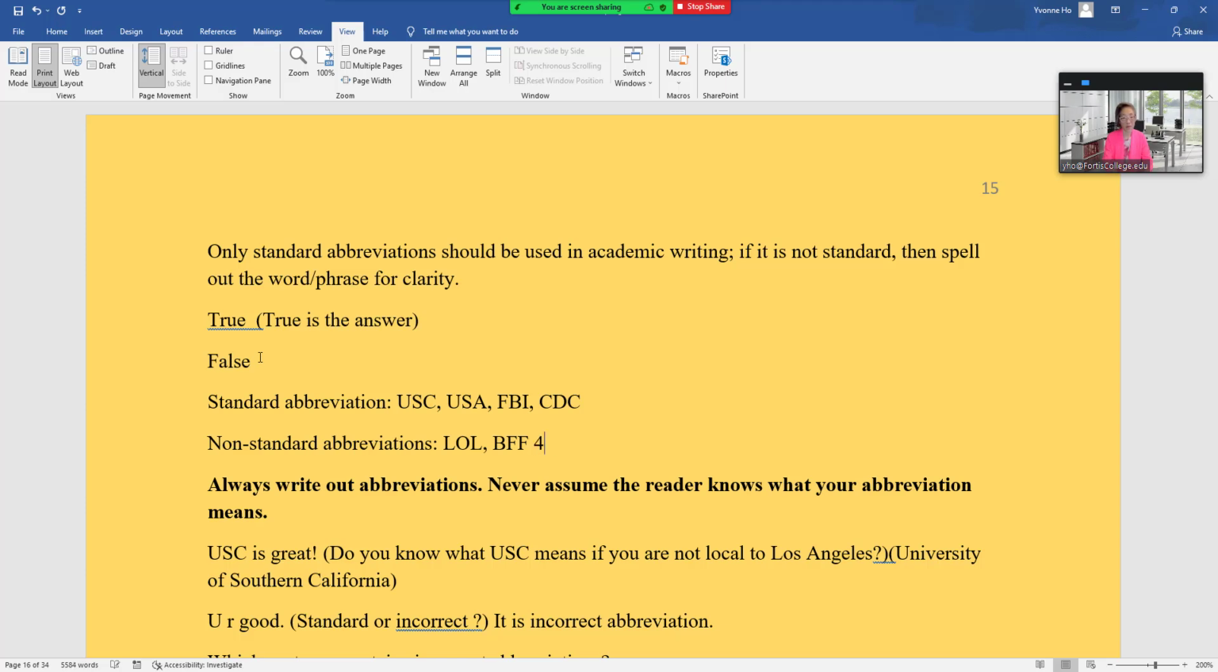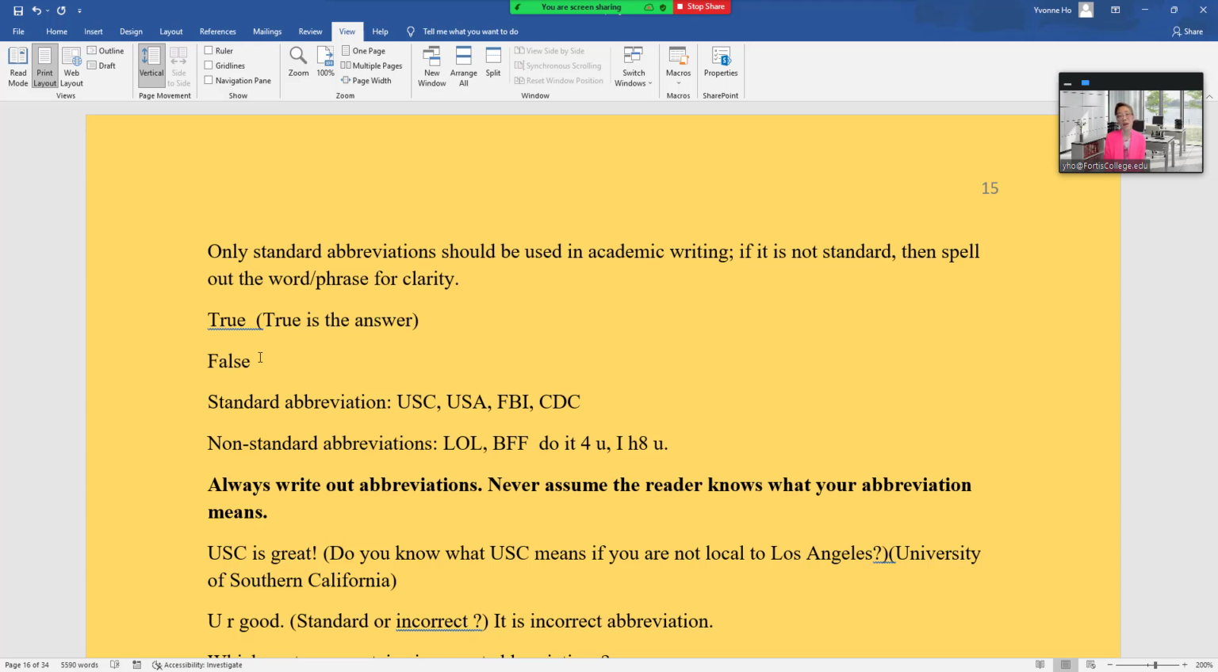for you, for do it for you, or I ate you, something like that. All those texting abbreviations are non-standard abbreviations, and should not be used in academic writing. So non-standard abbreviations, that's not considered correct English.